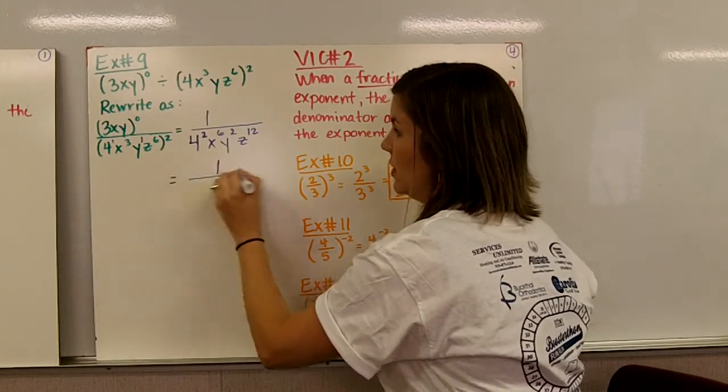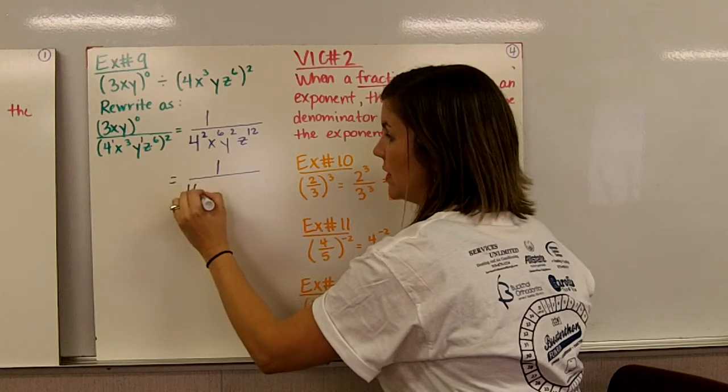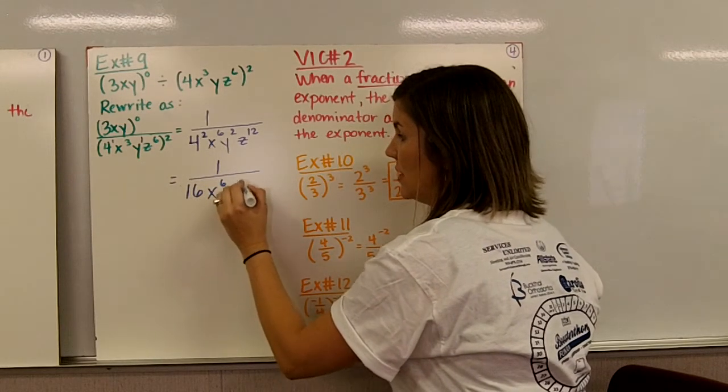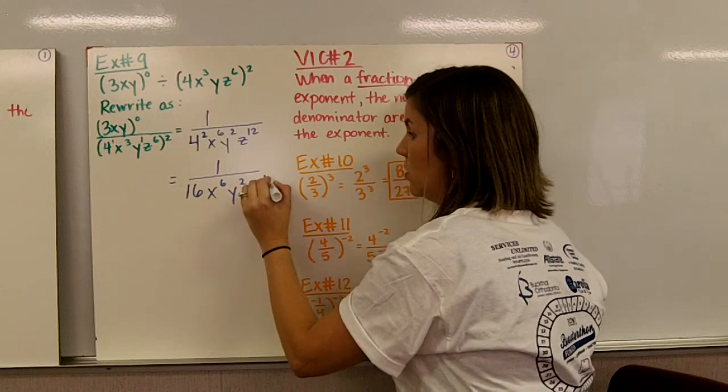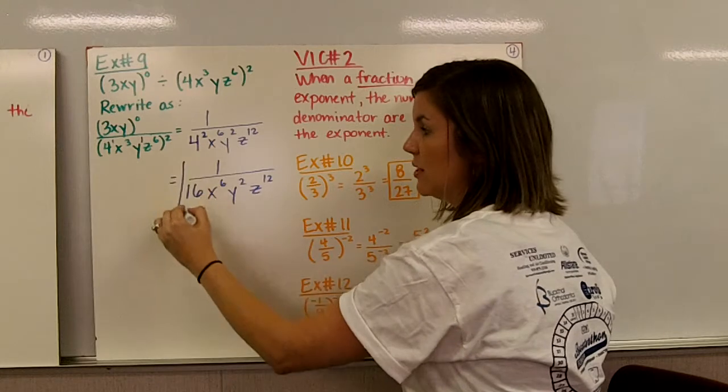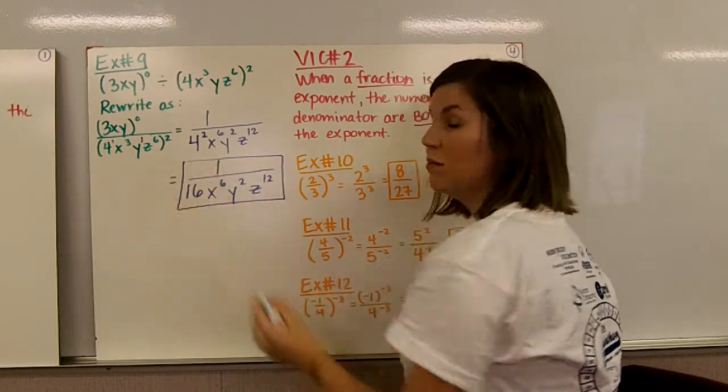So I still have the 1 in the top. 4 to the 2nd power is 16. X to the 6th, Y to the 2nd, Z to the 12th, and make sure all of that's in the bottom. There are no negative exponents to deal with, so this is my final answer.